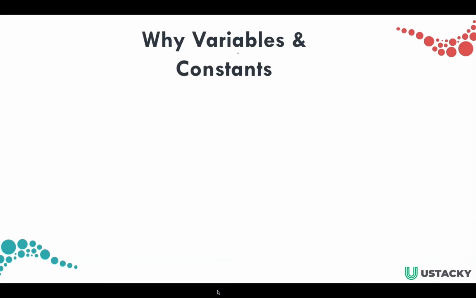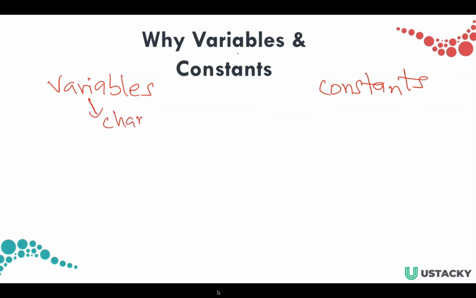Basically, there are two types of containers. We have variables and constants. Variables are meant to hold data that changes, while constant is meant for fixed data.